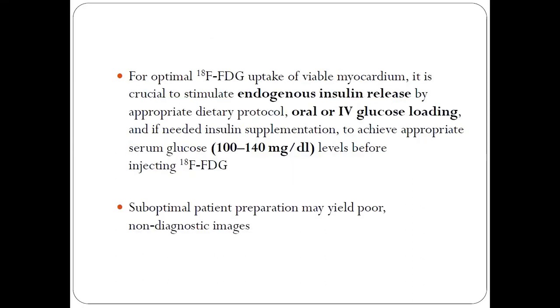For optimal FDG uptake of viable myocardium, it is crucial to stimulate endogenous insulin release. You should also maintain glucose levels between 100 to 140 before injecting FDG. Otherwise, false readings may occur.